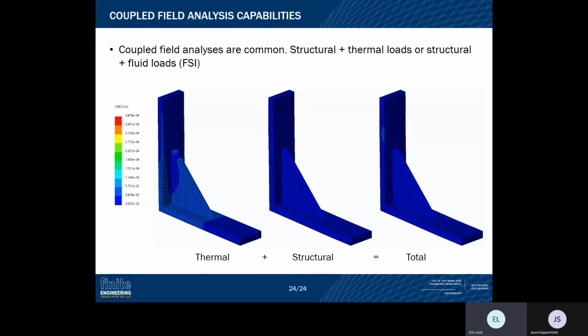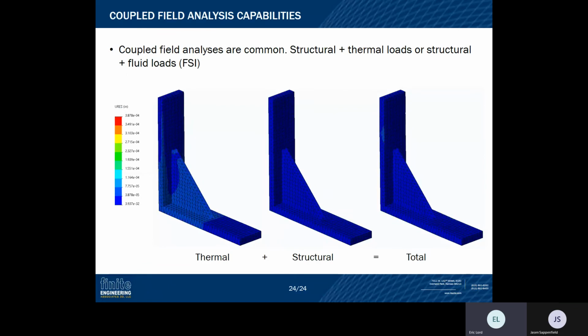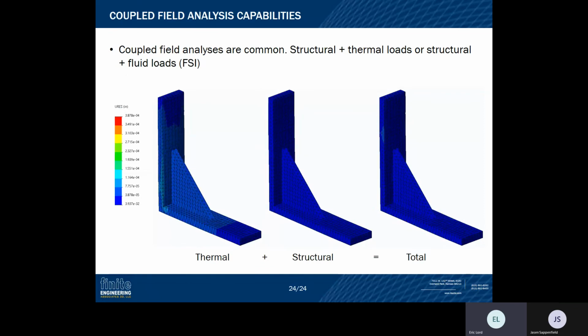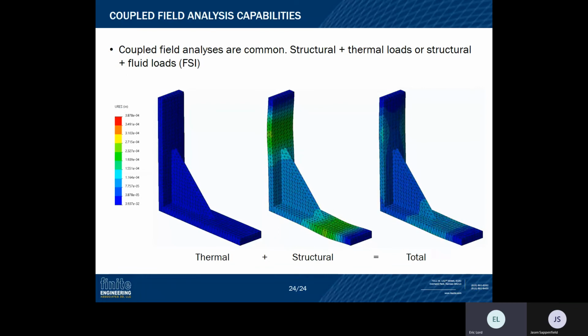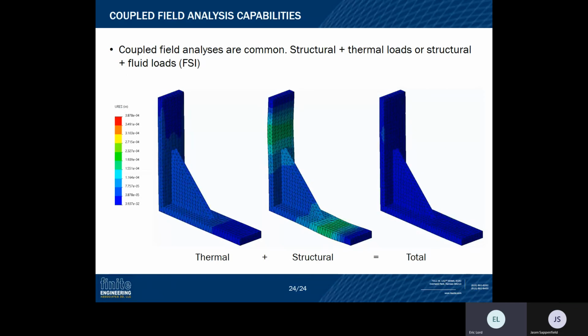And then I think the last one here is coupled field analysis capabilities. Coupled field analyses are very common. Generally we have more than one type of loading on a structure. Maybe there's one that's very dominant, so we don't care about the other one so much. But sometimes we might have more than just one dominant type of load. So we have, in this case, a structural load and a thermal load, or we might have some kind of fluid structure interaction, so fluid loading.